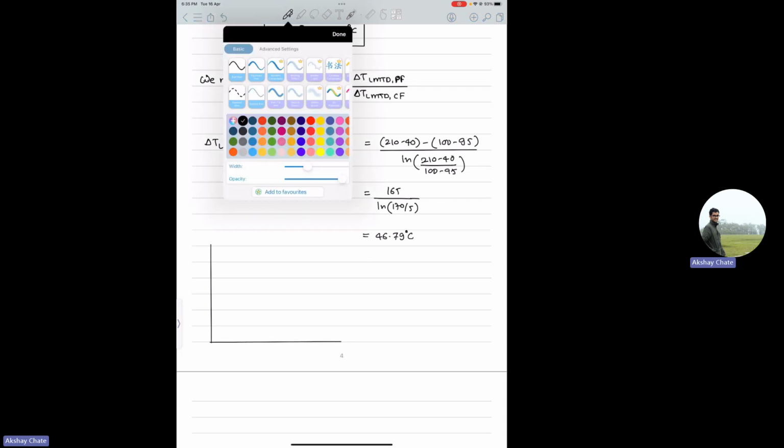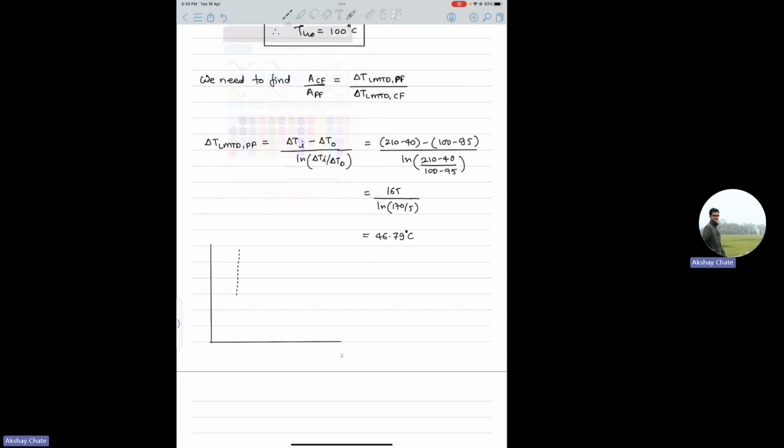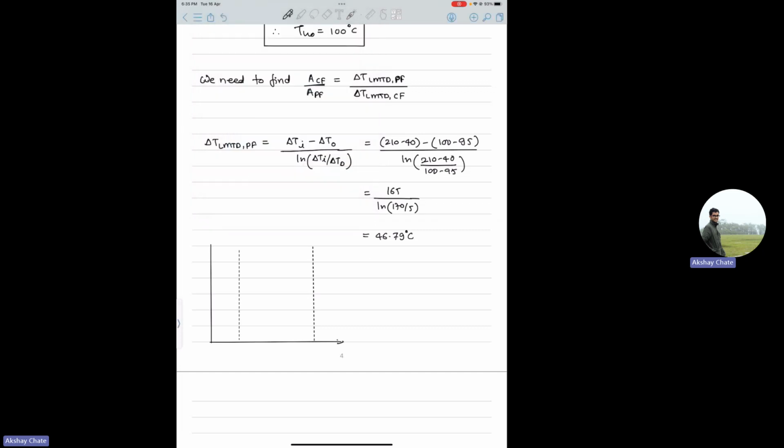And let's say these are your inlet and outlet points along the length axis. So this will be your length axis and this is your temperature axis. In counter flow, it will be something like this, right? Where your hot fluid will again get cold.